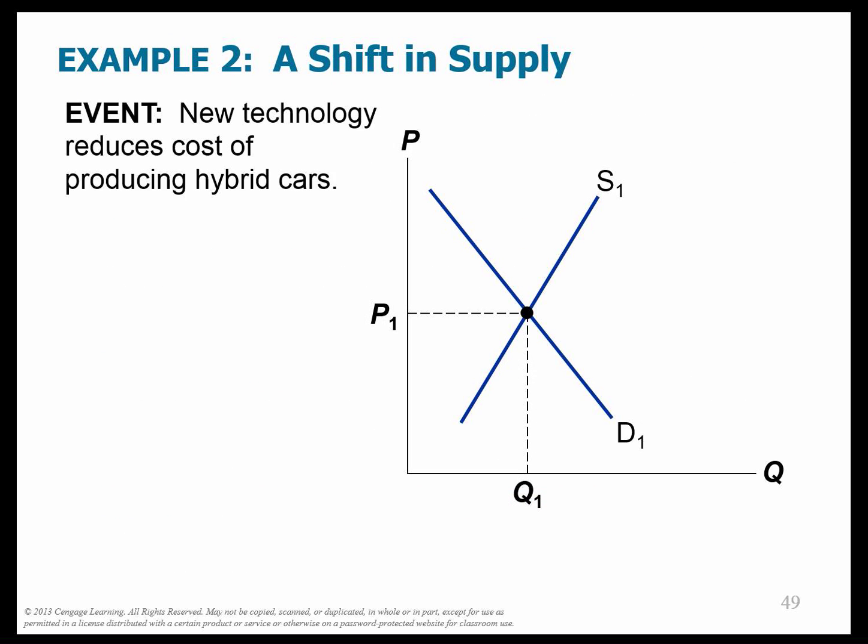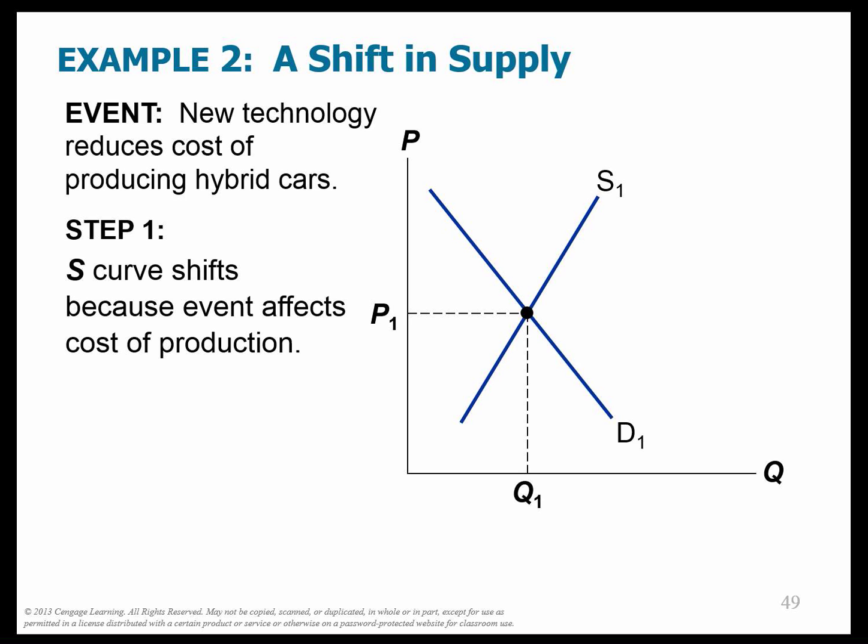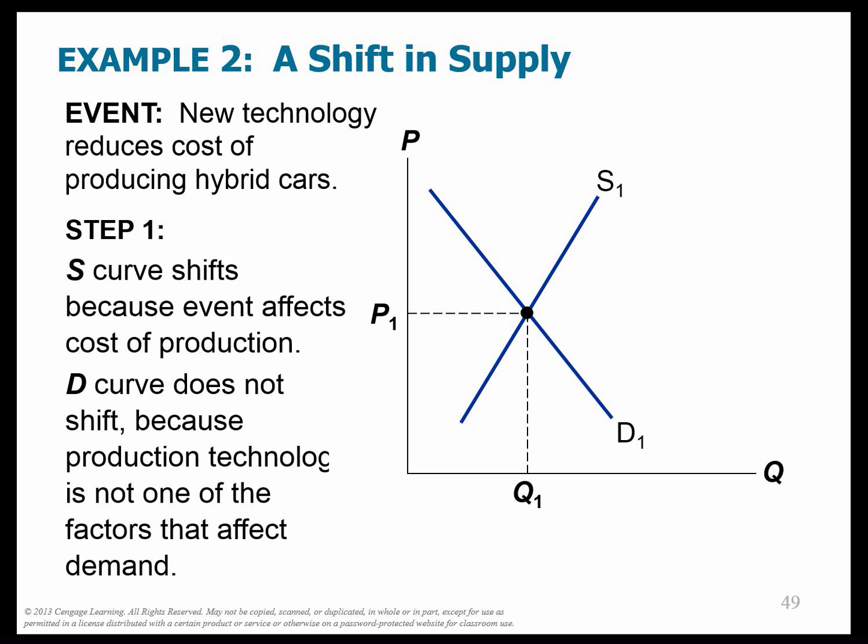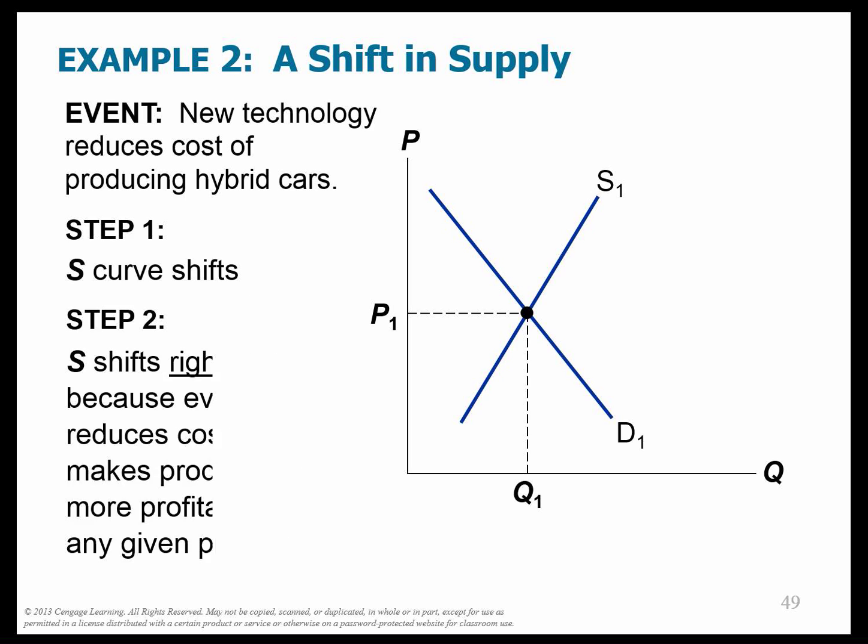All right, so let's shift supply. So if new technology reduces cost of producing hybrid cars, ask yourself, what curve shifts? So clearly the supply curve shifts, but does the demand curve shift? No, the demand curve does not shift if it's just new technology for the producers, for the firms. In which direction does it shift? It shifts right because that's an increase. Remember, on our graph here, anytime there's an increase, either curve will shift to the right.